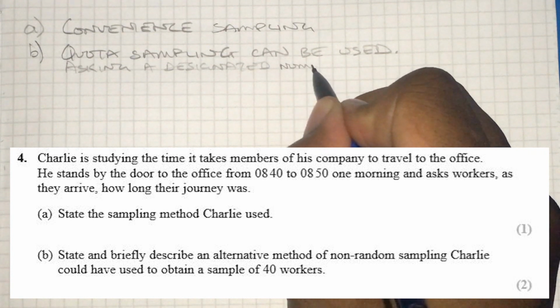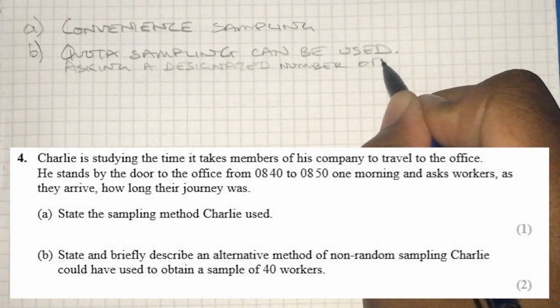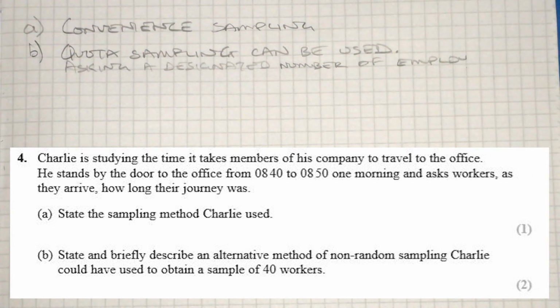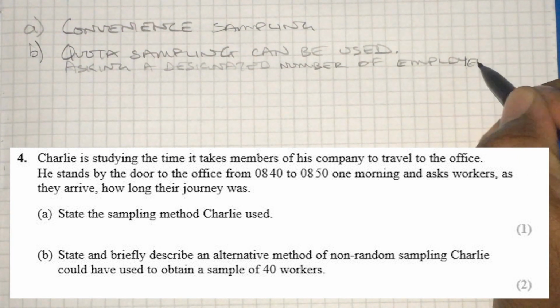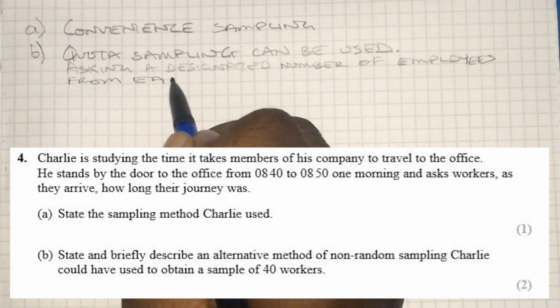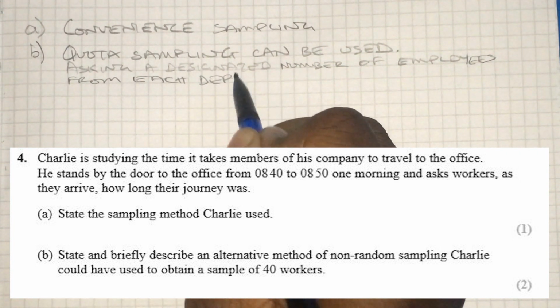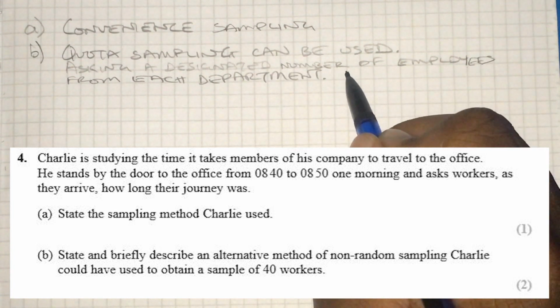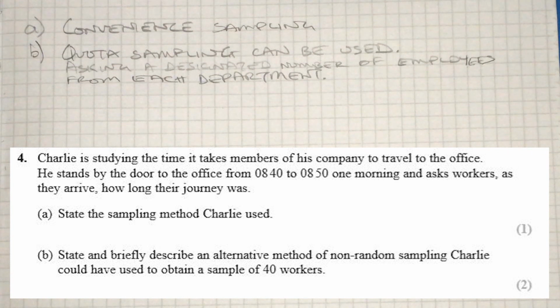All right, so we'd ask a designated number of employees from each department. So I would set the quota, maybe 5, 10, 15 employees from each department, and I'd go around at any time of the day and talk to those specific numbers of employees. It doesn't have to be by department. We could choose different time slots for people. We could choose different roles, as in managers and supervisors and team members. But as long as we've split it up and chosen how many we're going to use in each.